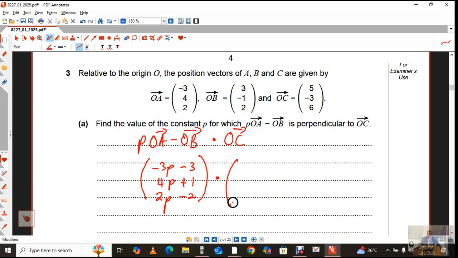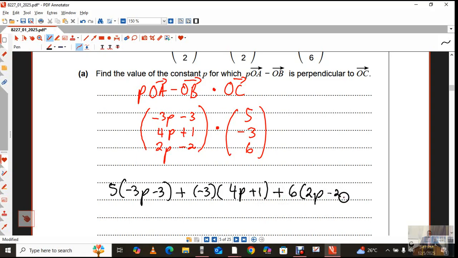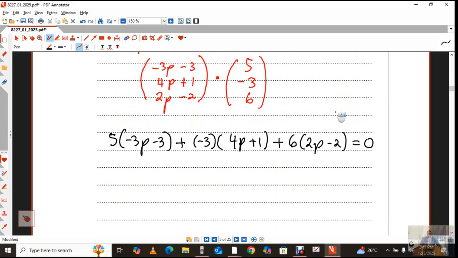All right, this is effectively what this is. I'm going to dot this with 5, negative 3, and 6. And because I'm doing the dot product, I'm going to let that equal 0. And I hope by now you're very familiar how to do that. You simply multiply the corresponding elements and add. So it's going to be 5 times negative 3p minus 3, plus negative 3 times 4p plus 1, plus 6 times 2p minus 2, and because they are perpendicular, the dot product should equal 0. So your job is actually more or less done.